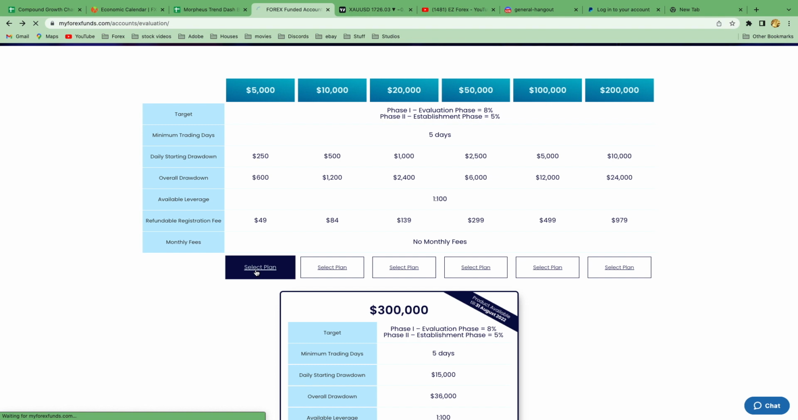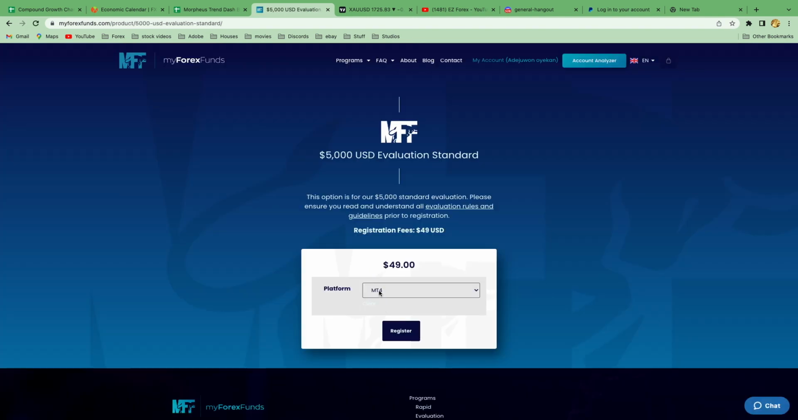So you want to go to select plan. Of course, you want to pick your platform, MT4 or MT5. I use MT4, so that's what I'll pick. And you want to register.